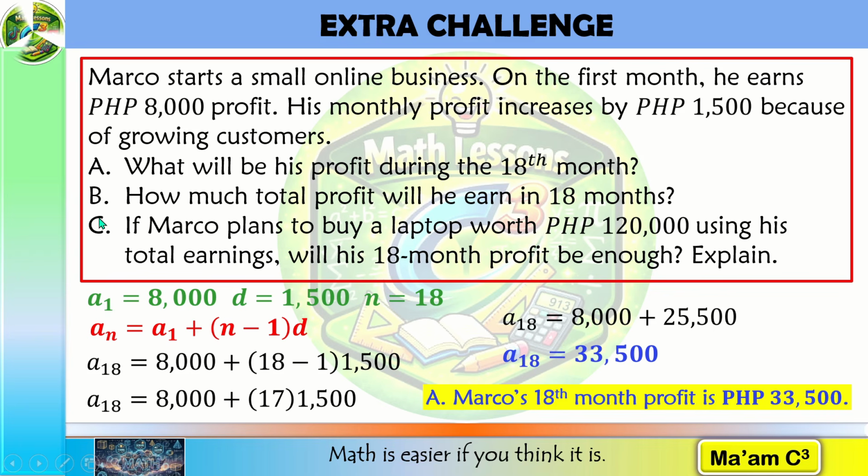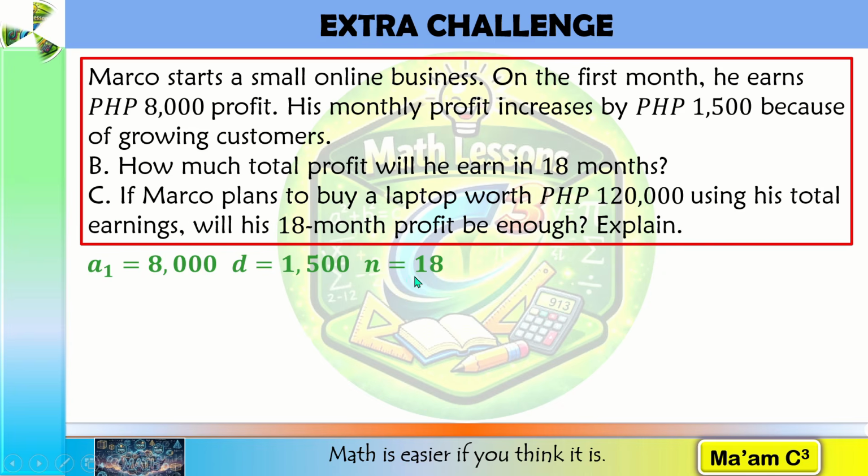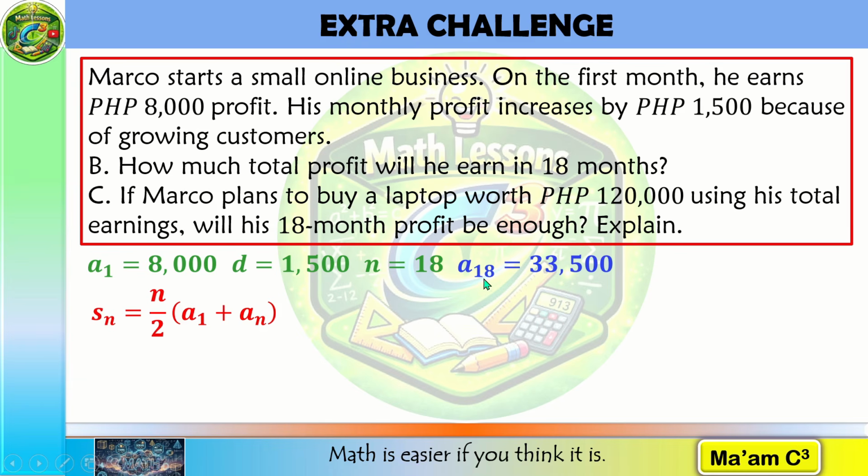Let's continue with letter B. Let us recall our answer in letter A. On the 18th month, his profit is 33,500. Letter B, how much total profit will he earn in 18 months? So we're looking for the sum here. Since we have the first term and the last term, we're going to use the first formula for arithmetic series. Our S sub n would be S sub 18.